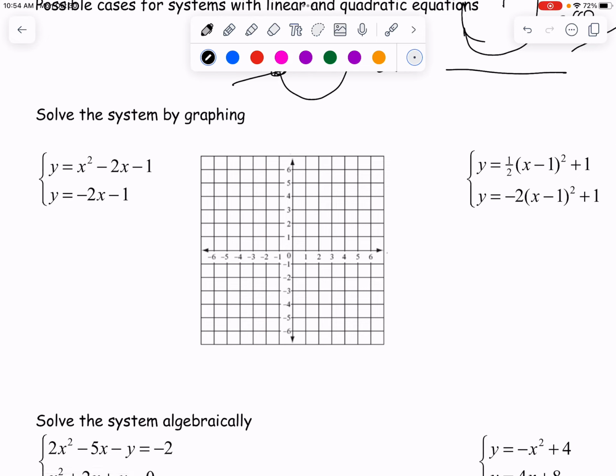Okay, so the first method we're going to use is graphing. The bottom one is a linear. So the y-intercept is -1 and the slope is -2. So I get some points. We have a line.